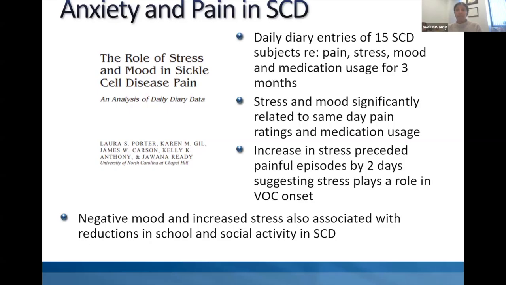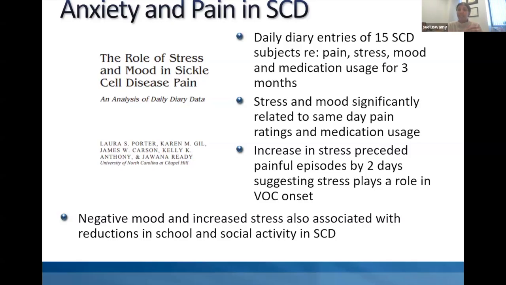There's multiple literature kind of also linking this, but I have just one of the studies up here that looked at daily pain diary entries of 15 subjects with sickle cell, and they recorded their pain, their stress levels, their mood, and how much medication they used daily for 3 months. And then it was shown that stress and mood significantly affected same-day pain and how much medication was taken. And interestingly, stress actually preceded, it came before the painful episodes by a couple of days.